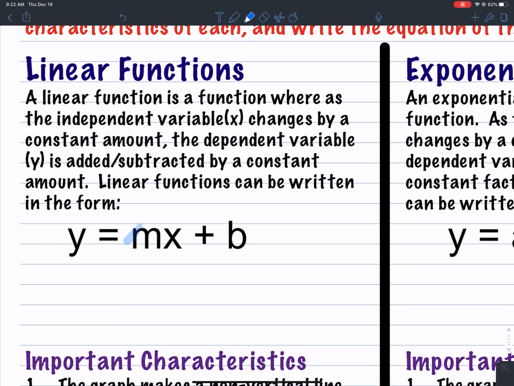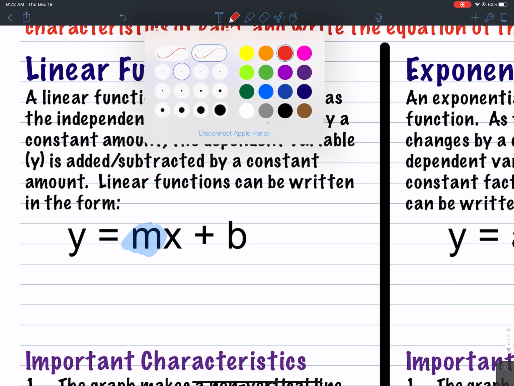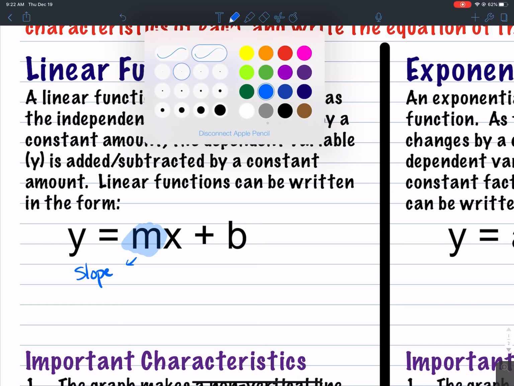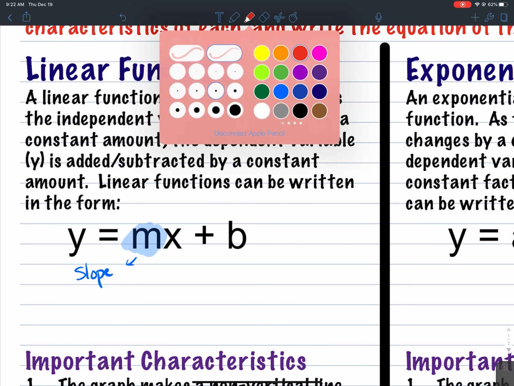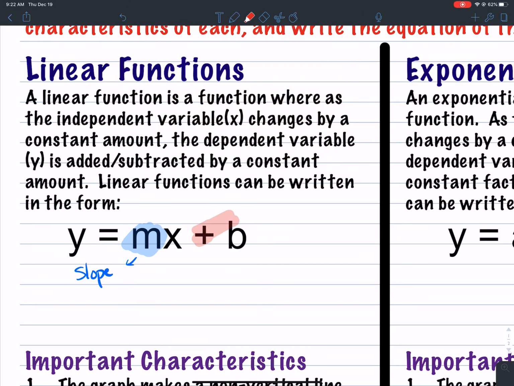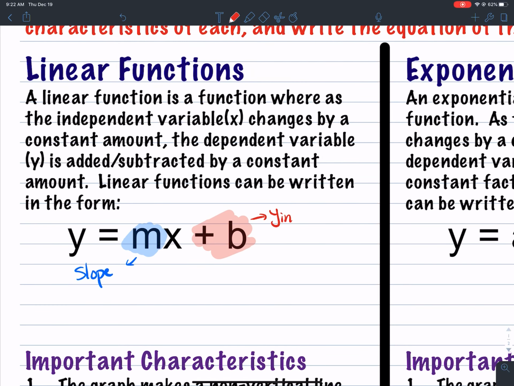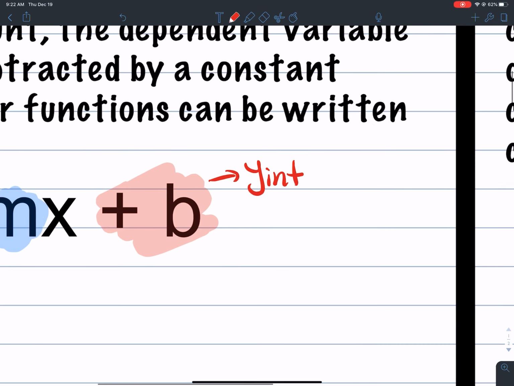So we know a few things about it already. We know that m, for instance, is our slope, and then we know that the b value there is the y-intercept. So I'm just labeling those right now, and I would expect that you do the same on your notes. And just the definition of the y-intercept, just so we're clear, this is the y value when x is 0.